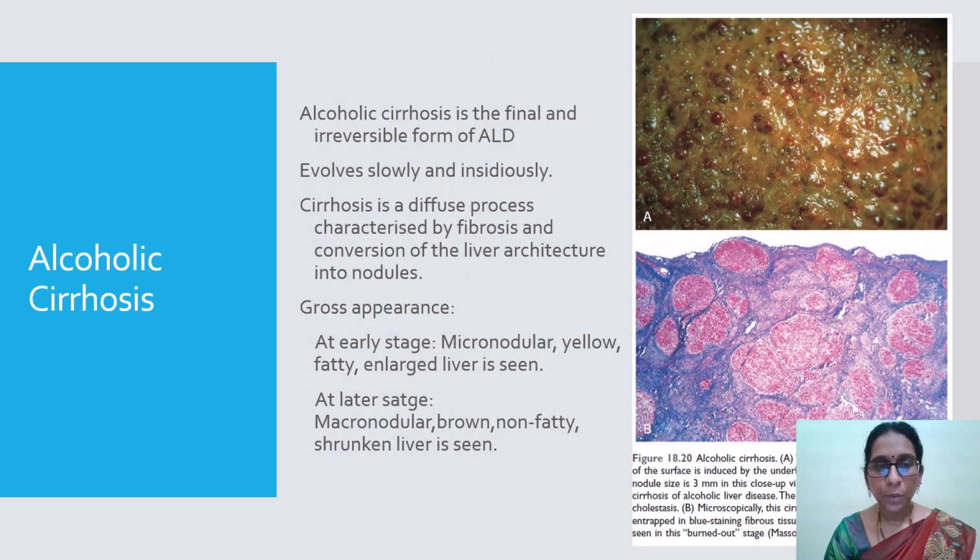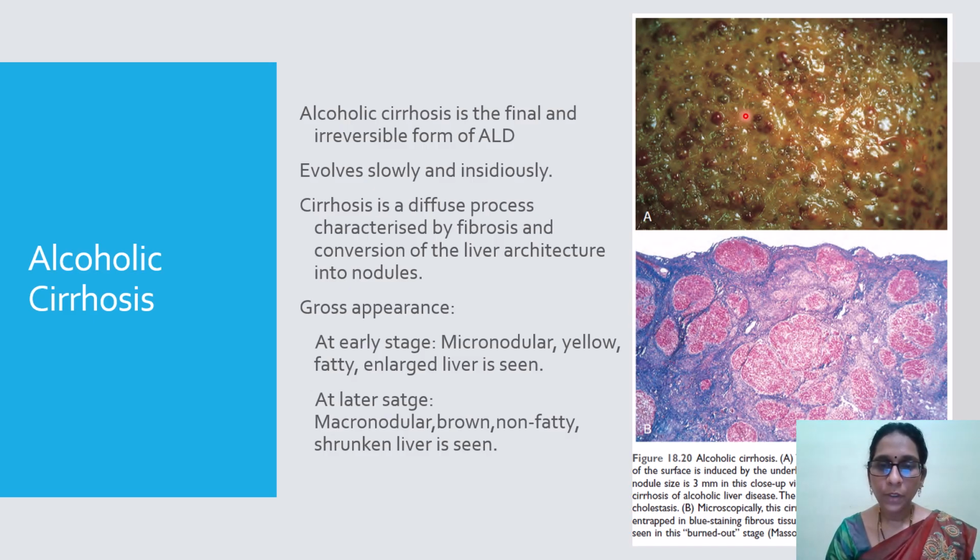And finally, it would result in cirrhosis. Cirrhosis is the irreversible form of alcoholic liver disease. It evolves slowly and insidiously. Cirrhosis is a diffuse process characterized by fibrosis and conversion of the liver architecture into nodules. Here we could appreciate the regenerating nodules of liver surrounded by dense fibrosis, which is highlighted with Masson's trichrome as bluish discoloration.